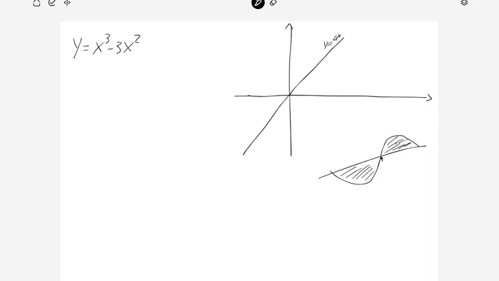And in this case, we have to compute the integral of the curve minus the straight line. In this case, we need to compute the integral of the straight line minus the curve. So we need to understand when the curve is above the straight line and when the curve is below the straight line.